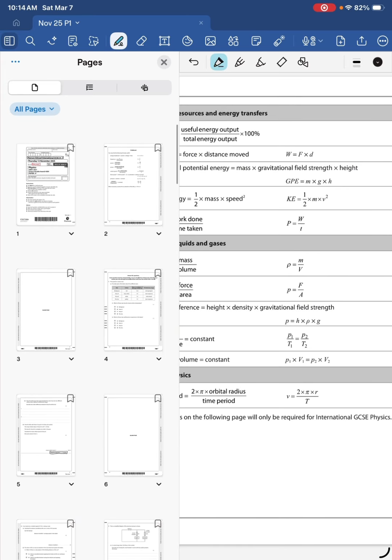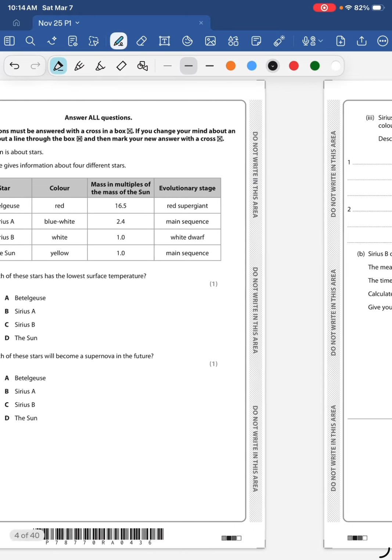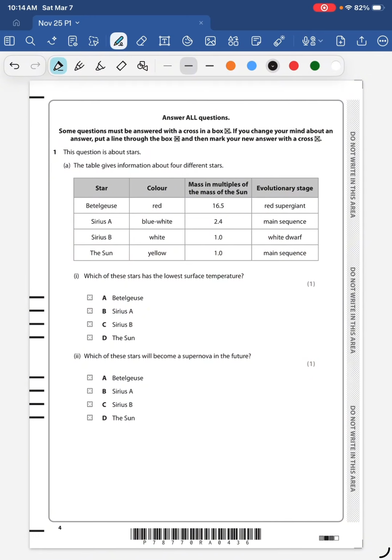Let me find it. Okay, some questions must be answered with a cross in a box. If you change your mind about an answer, put a line through the box and then mark your new answer with a cross. Those are the instructions. So, question 1. This question is about stars. Question A, the table gives information about 4 different stars. Betelgeuse, very famous star.